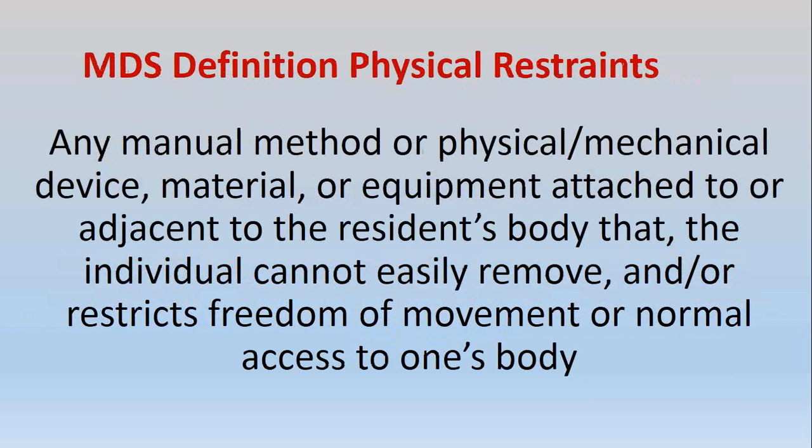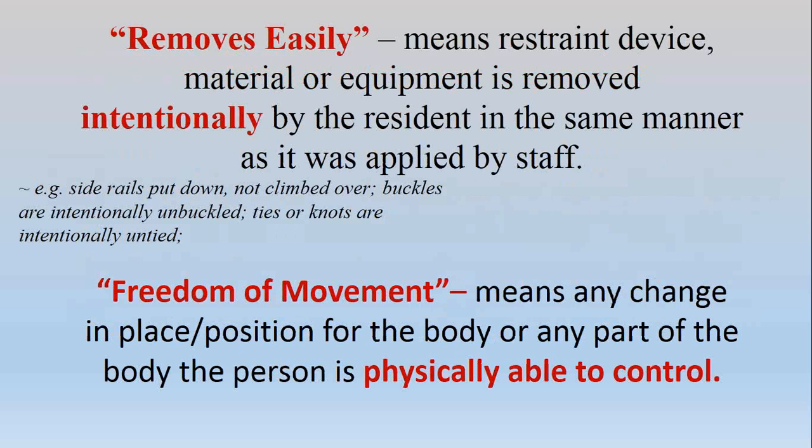The MDS definition for physical restraint is any manual method or physical or mechanical device, material, or equipment that's attached to or adjacent to the resident's body that the individual cannot easily remove, and/or it restricts freedom of movement or normal access to one's body. So that's a lot of words. Removes easily means the restraint or the device, the material or the equipment is removed intentionally by the resident in the same manner as it was applied.